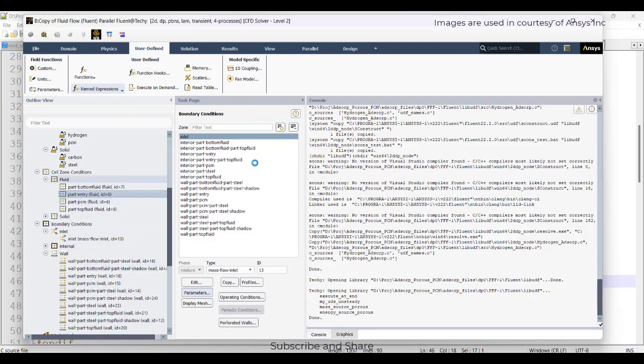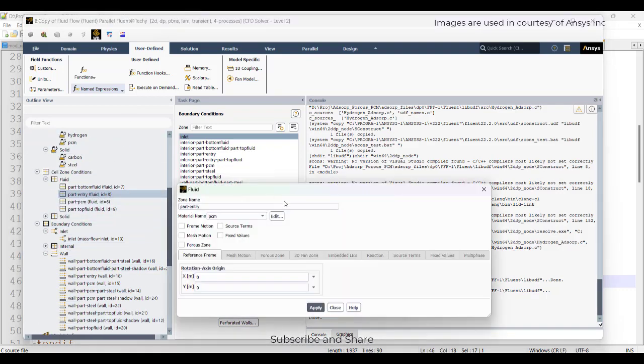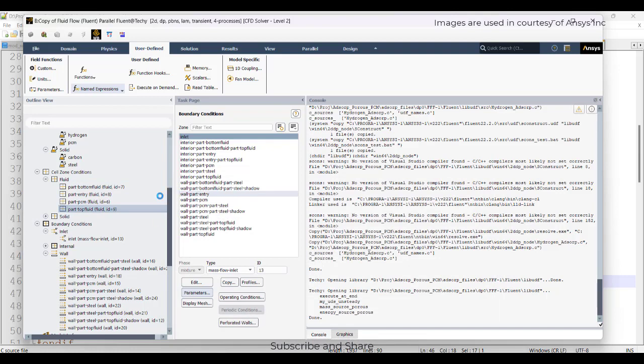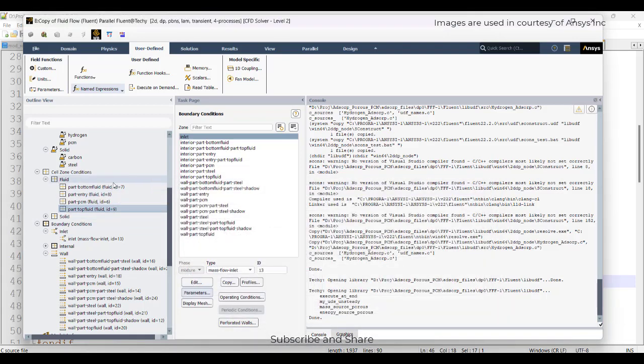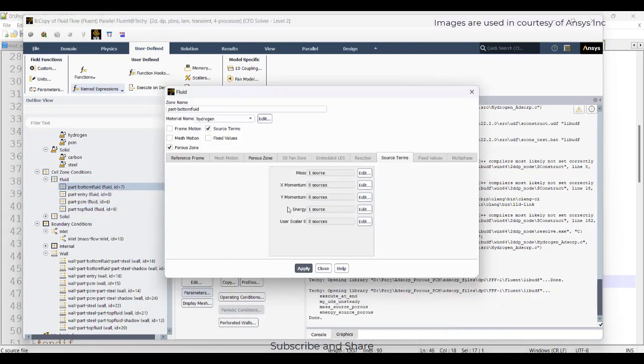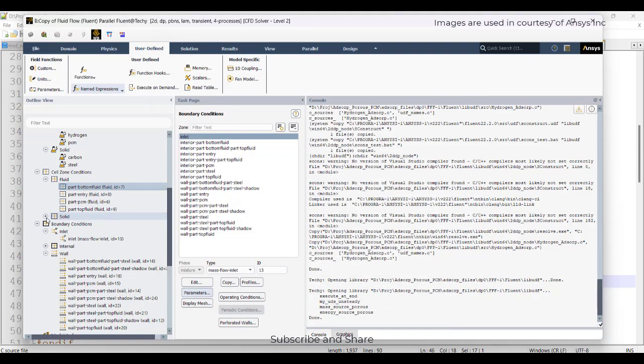Okay, all remaining parts are filled with hydrogen only. We'll just verify it. So this should be hydrogen, not PCM. The top fluid should also be hydrogen, and the liner will be steel, so that we will also verify. This is also hydrogen, it's okay.